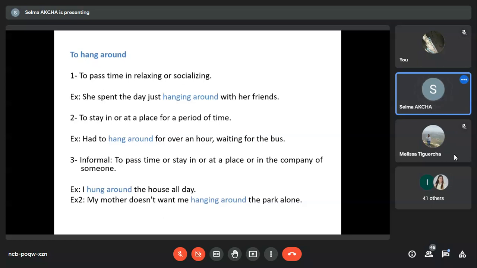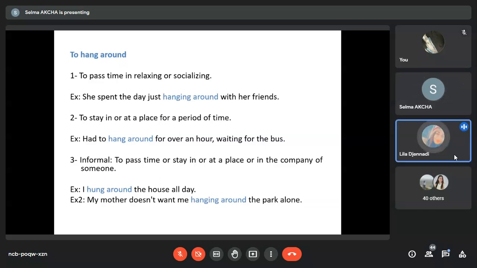All day. Okay? Second example. My mother doesn't want me hanging around the park alone, which means that my mother doesn't want me to stay for a long time in the park alone. Okay? Is the meaning of to hang around clear for everyone?